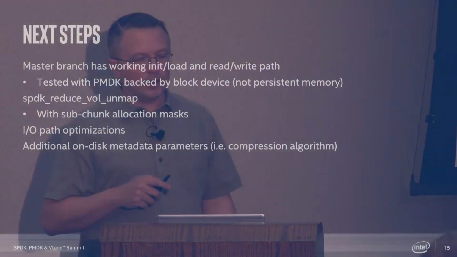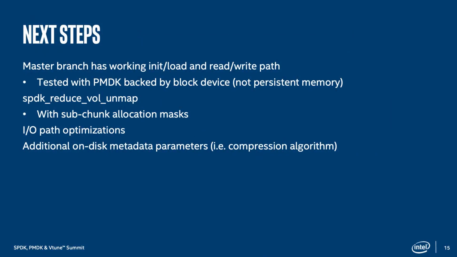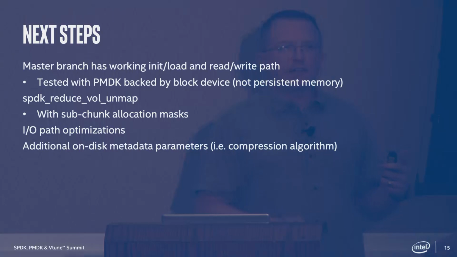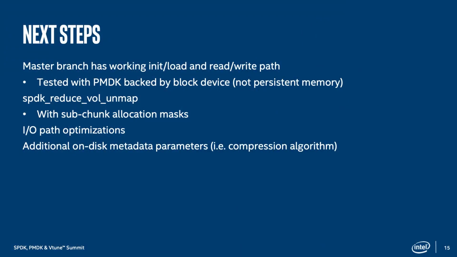We still have to do some work on the unmap part, especially unmapping sub-chunk allocations. There's still some work that needs to be done there. There are some I/O path optimizations. There are some cases right now where, for simplicity, to get this up and working, we're doing some copies, and those can be removed. And then we want to store some additional on-disk metadata parameters. Right now we're making some assumptions about the algorithm that we're using, and that's fairly straightforward, but it's just not something that we've gotten implemented yet. And I think that's it.